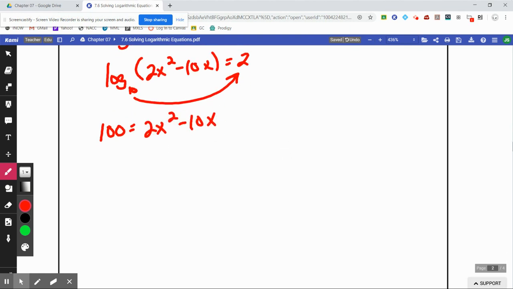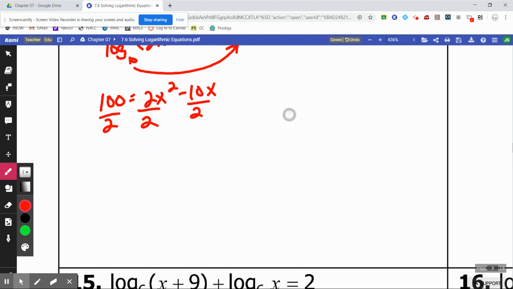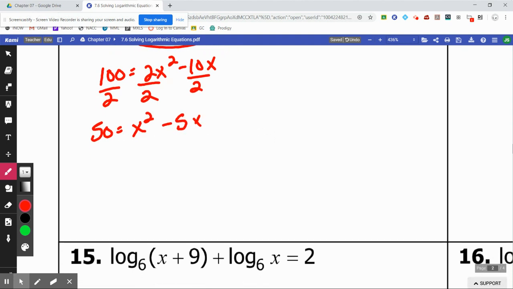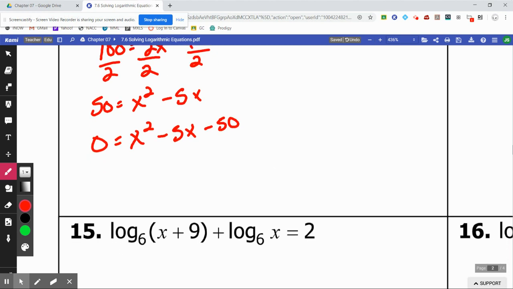Now, I noticed something already. All three of these are divisible by 2. Before I move anything, let's reduce this. It gets 50 equals x squared minus 5x. Always reduce your equations. Now, since it is quadratic, let's move everything to the same side. Subtract 50 and you get equal to 0.